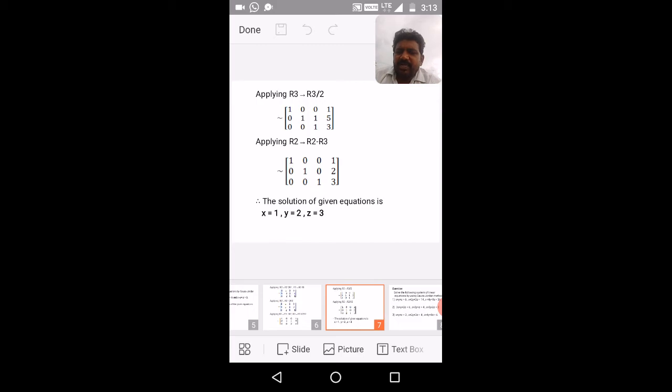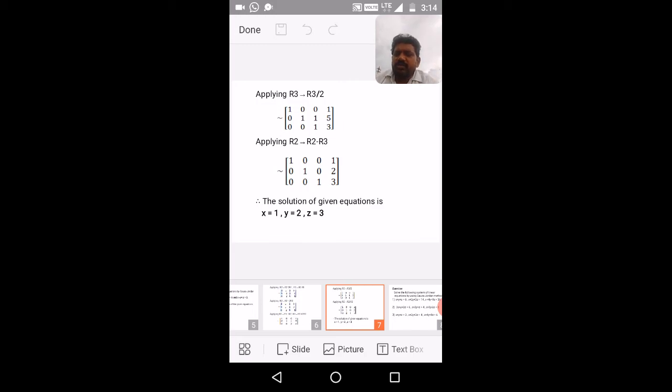What matrix are we having here? 1 0 0 1, 0 1 0 2, 0 0 1 3, which is in the form of 1 0 0 alpha, 0 1 0 beta, 0 0 1 gamma.